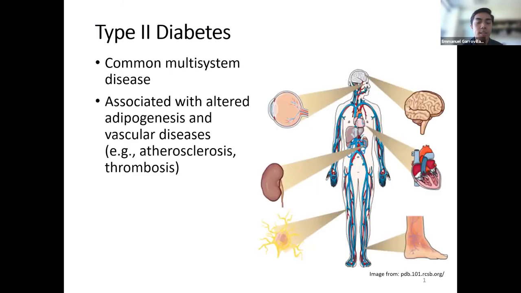Type 2 diabetes is a common multi-system inflammatory disease where your sugar levels are dysregulated. And this comes with many complications, such as altered adipogenesis or fat tissue formation and the development of vascular diseases.